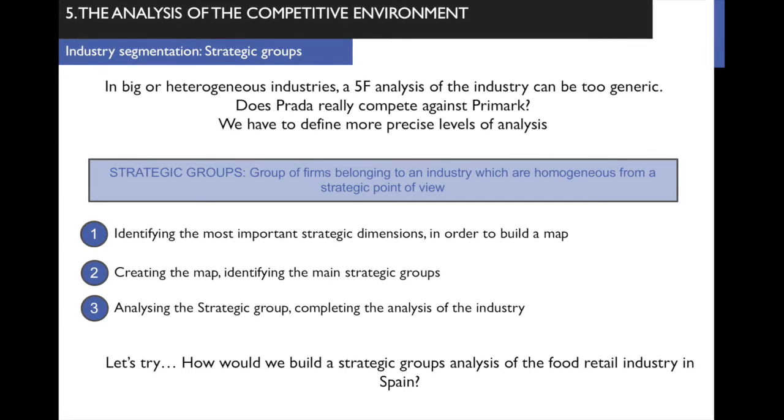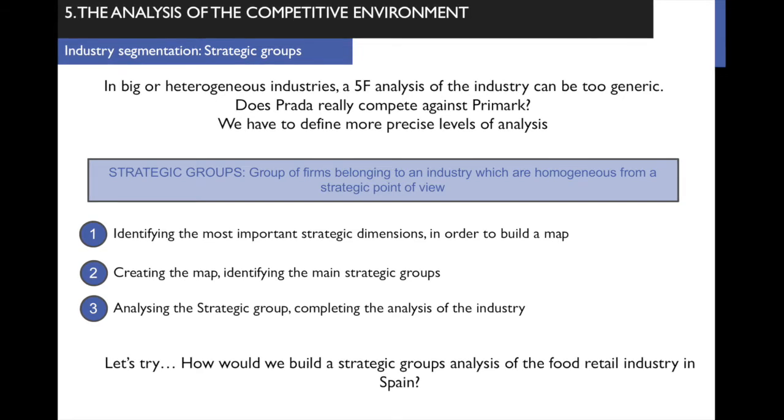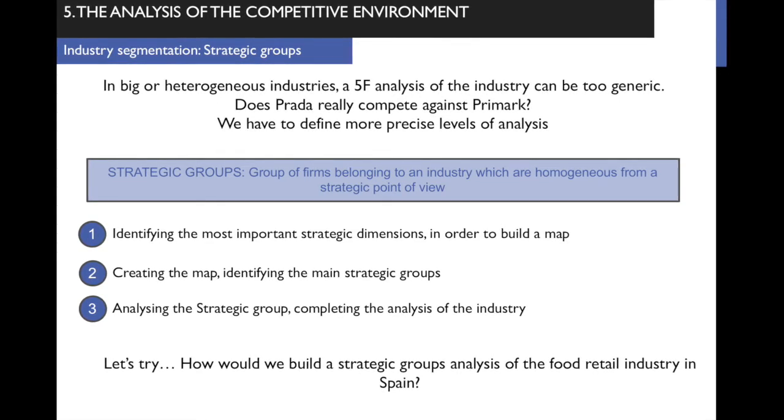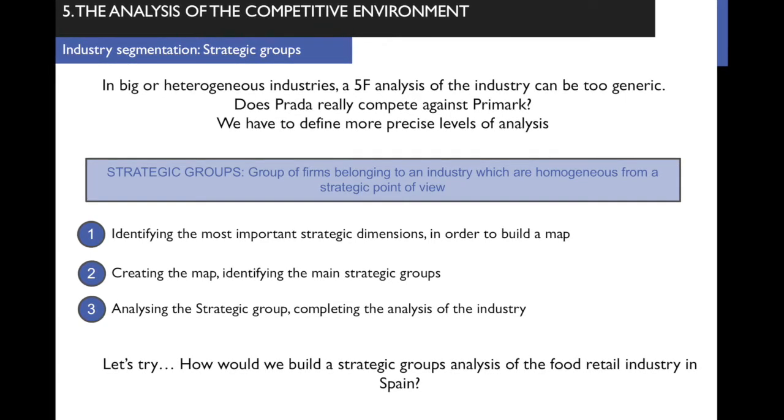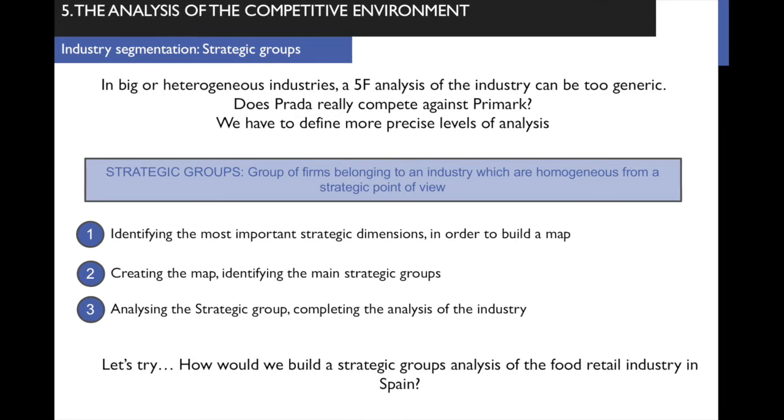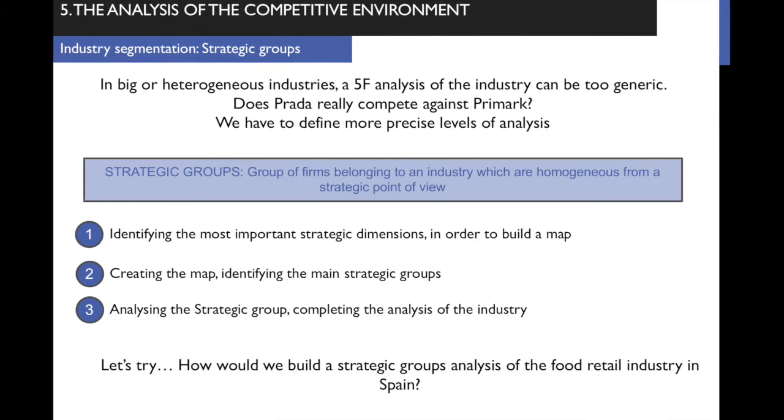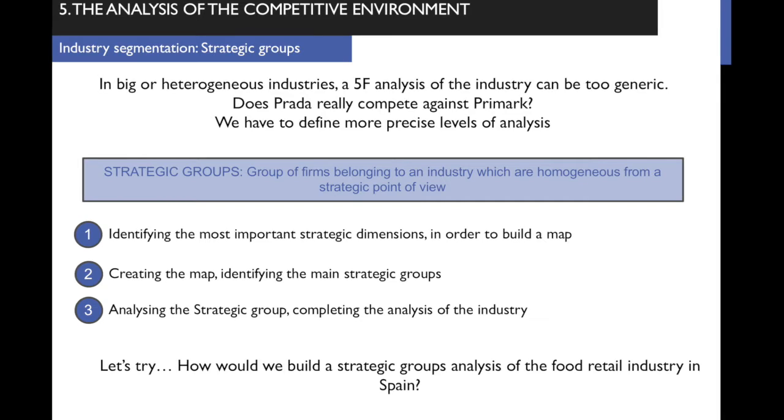Well, how do we perform this analysis? First of all, we have to identify which are the most important strategic dimensions. So we need to identify a lot of them, and then we have to choose two of them to have a bidimensional space. So imagine that we are talking about the food retail industry, as we were dealing with.